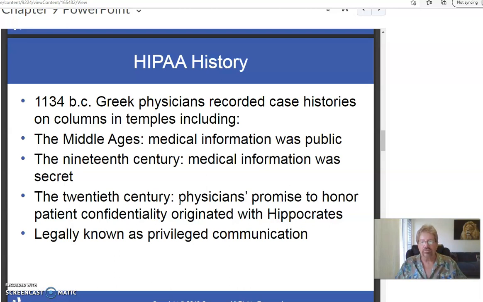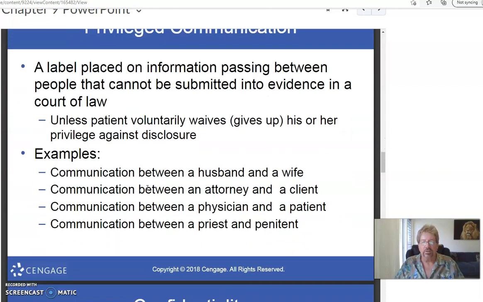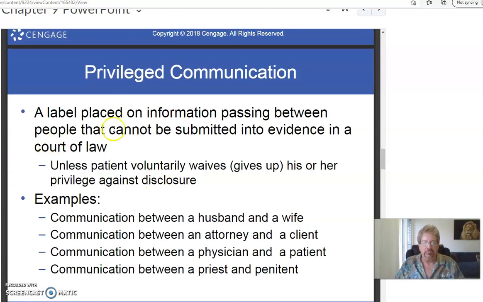Legally known as privileged communication. Obviously, guys, our healthcare centers and physicians need to be able to share that information. It's important, this privileged communication. It's a label placed on information passing between people that cannot be submitted into evidence in a court of law unless the patient voluntarily waives or gives up his or her privilege against disclosure.